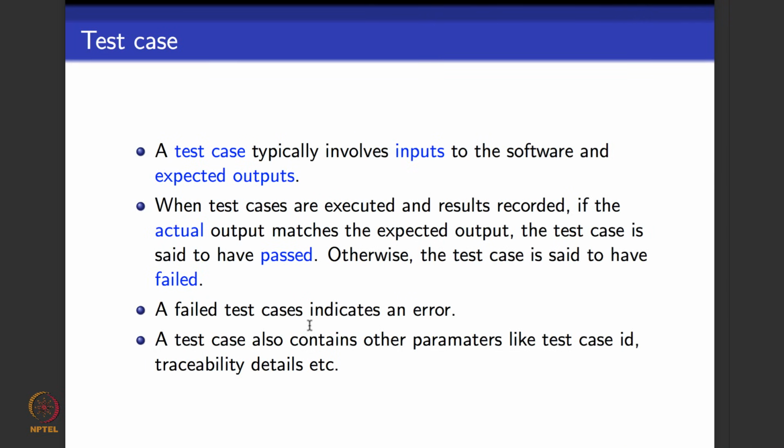Typically, a test case also contains things like an ID, because you need to track and record the test case, and people also maintain traceability information. What is traceability for a test case? Traceability tells you what you are testing this particular software artifact for, right?